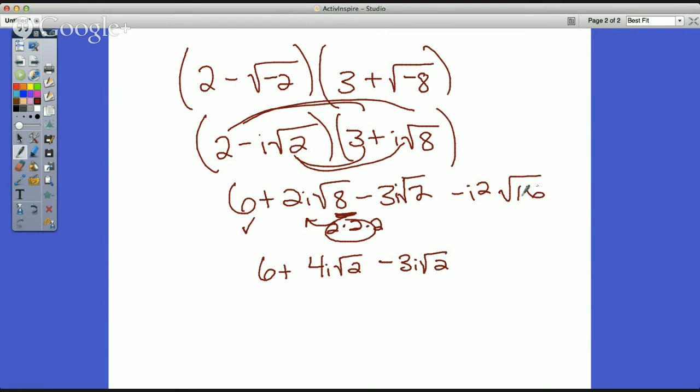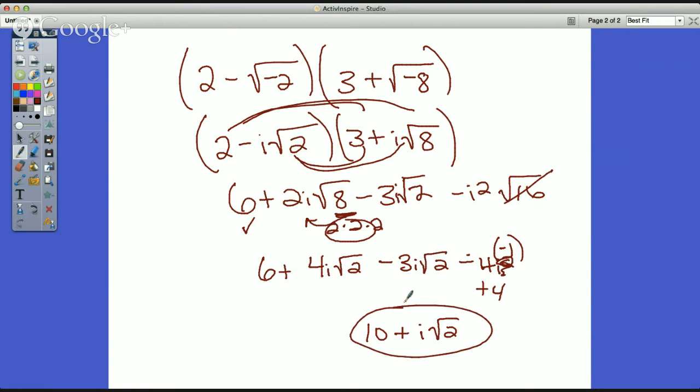And then remember, square root of 16 makes it easy. That'll be 4. So it'll be minus 4i squared. What does i squared turn into? Yes, I hear you at home, negative 1. And so 6 plus 4, because this would be positive 4 here, 6 plus 4 would be 10. And 4i square roots of 2 minus 3i square roots of 2 would be positive i square roots of 2. So 10 plus i square roots of 2 would be my ultimate answer.